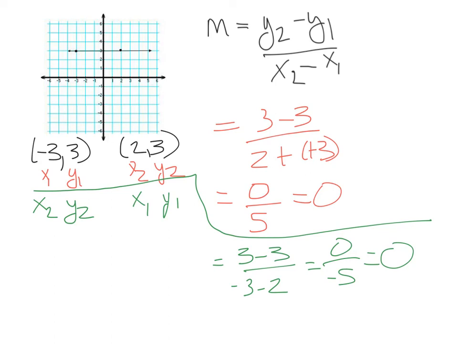The important thing to remember here is when you have a horizontal line, there is no rise. When we think about slope being rise over run, there is no rise in a horizontal line. There is no rise. Now, keep that in mind as we do an undefined slope.